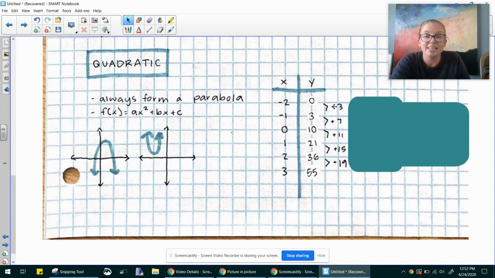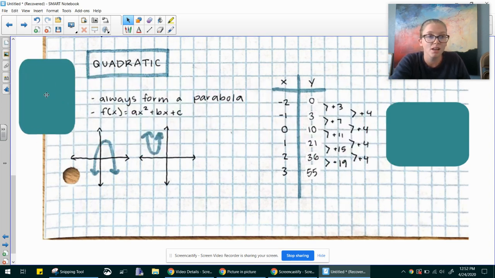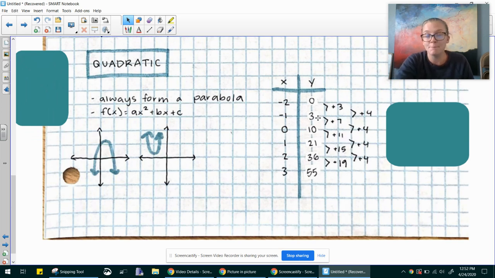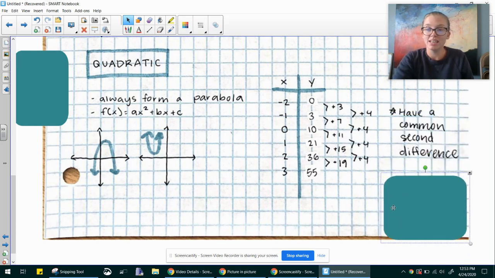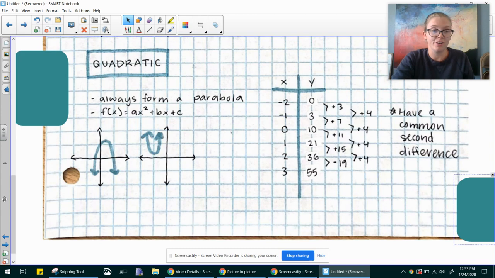What we discover is that while the first differences do not all match, if we find the differences between the differences, this is called the second difference, they will all match. So while 3 and 7 don't match, the difference between 3 and 7 is 4. While 7 and 11 don't match, the difference between 7 and 11 is 4, and so on and so forth. We can know that a table is a quadratic function if it has a common second difference.